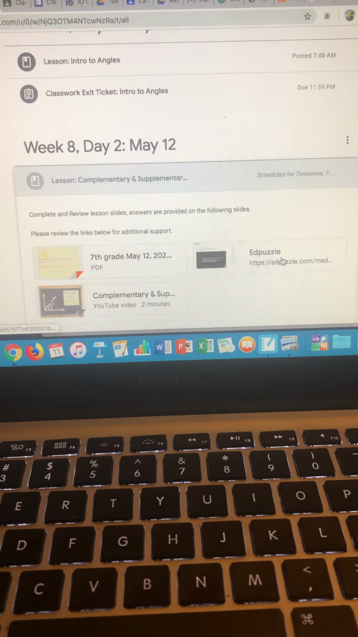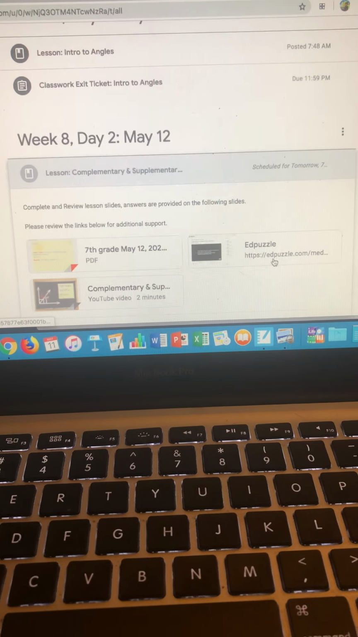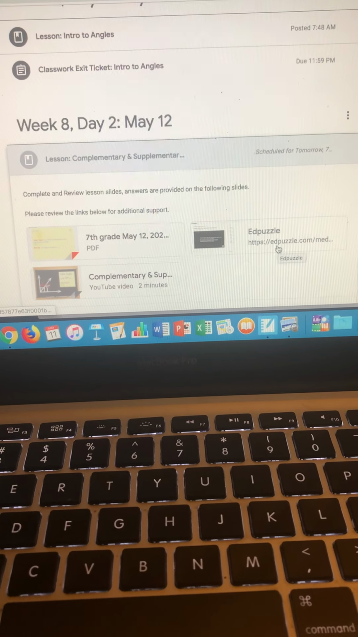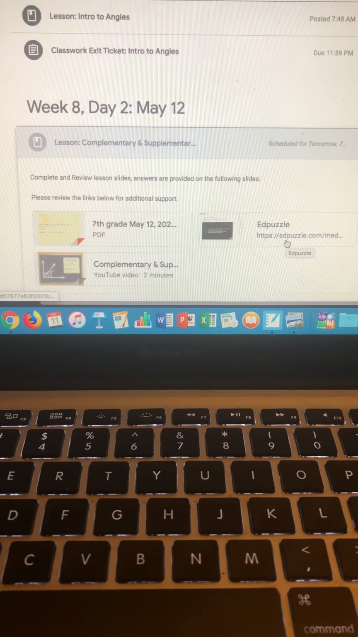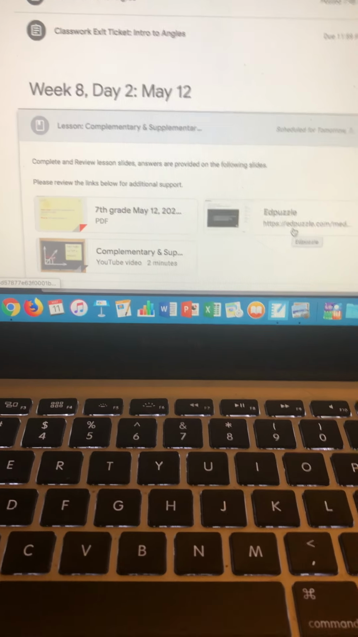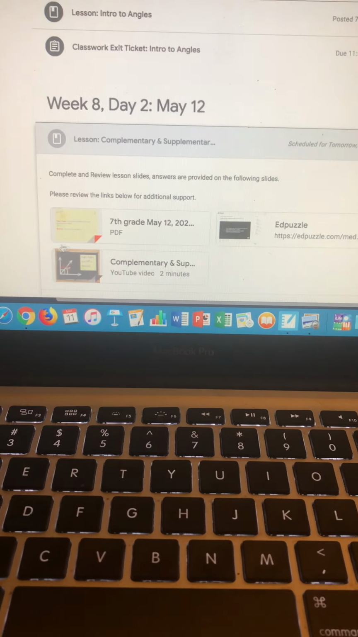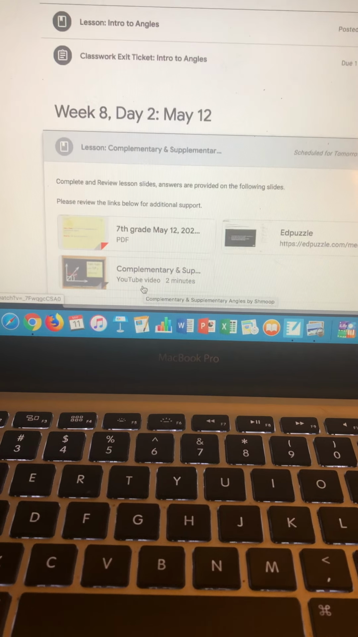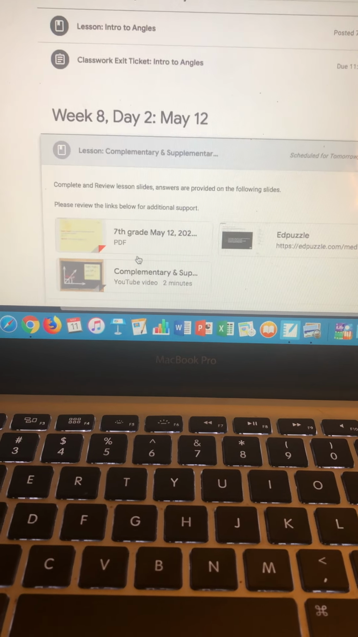The Edpuzzle is pretty interesting. It goes through a video and then you can answer some questions based on the video. So that might be something you want to explore before doing your exit slip today. And then there's also a Schmoop YouTube video that goes over complementary and supplementary angles as well.